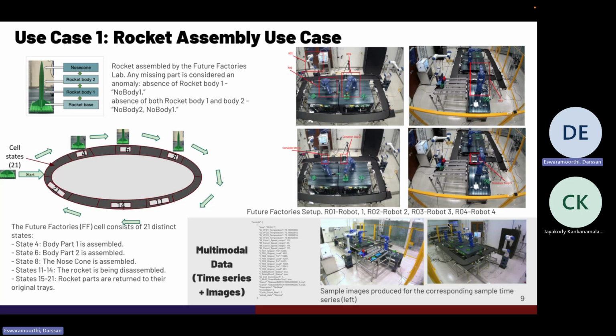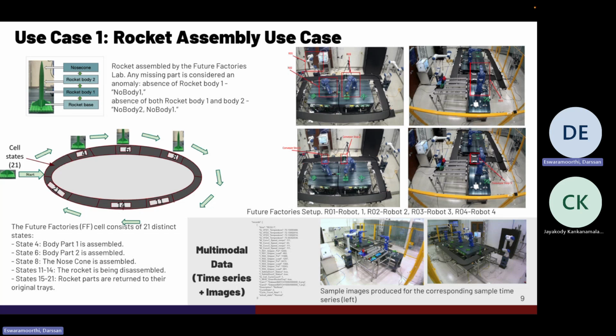The process starts with the robotic arms sequentially placing four parts of the rocket: the base, the body 1, the body 2, and then the nose cone at defined stations. These stages are captured as cell states, as we've explained in our paper, with key mechanical assembly events happening at states 4, 6, and 8. Multimodal data, in this case, is the pressure sensor readings and overhead camera images. This is collected at each state of the conveyor belt.